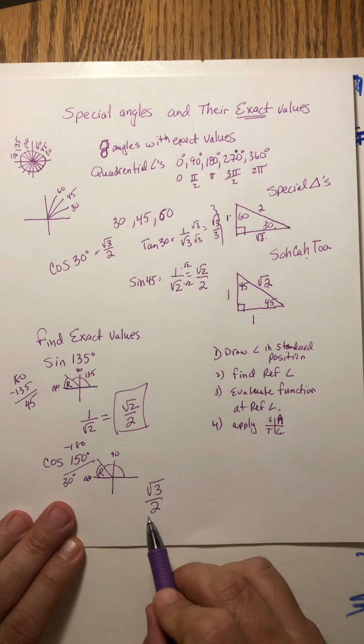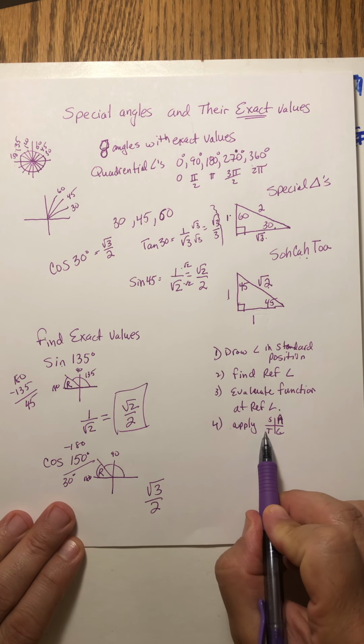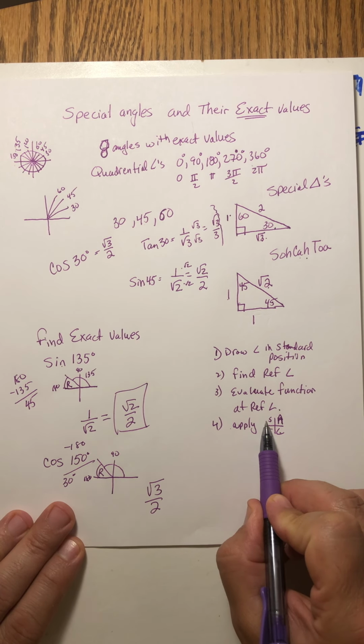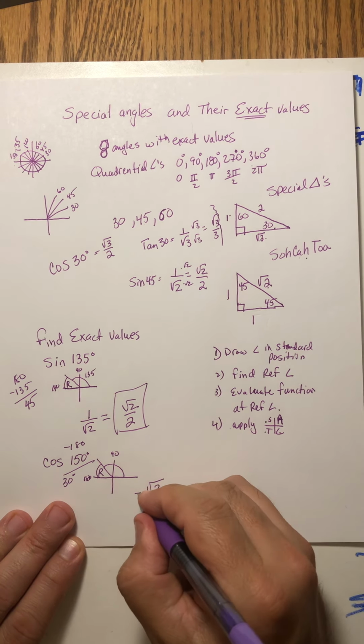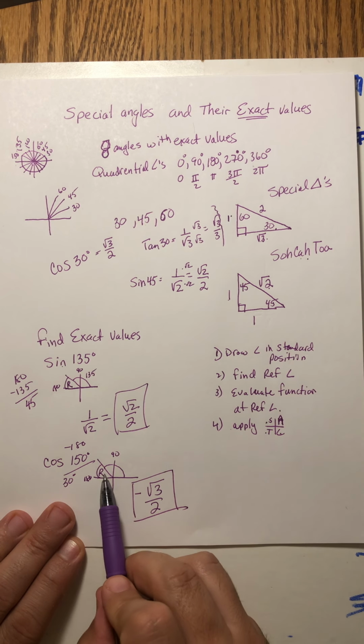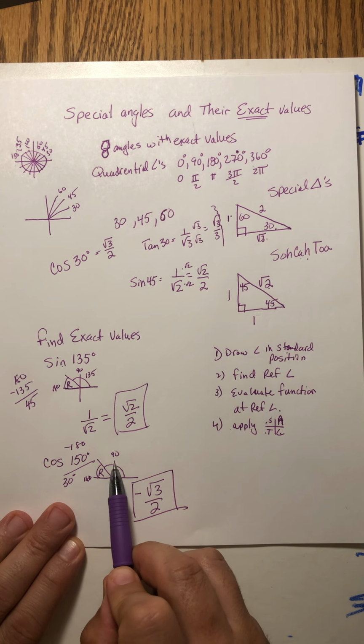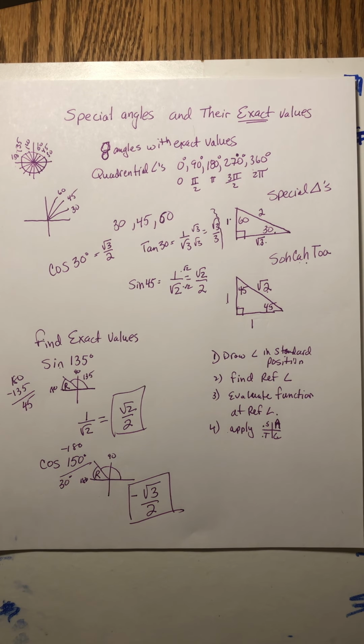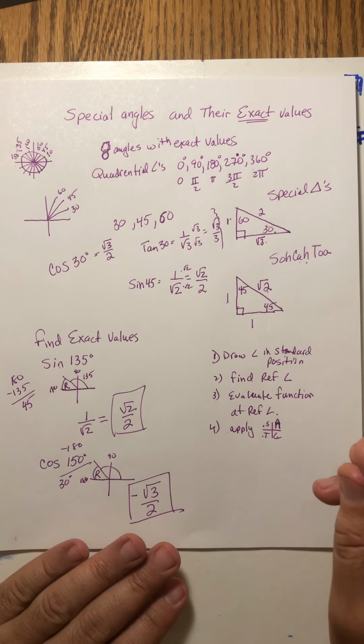Well, now the only question is, is it positive or is it negative? And what do we know about cosine in quadrant 2? It's negative. Remember, the x-coordinate is negative on the left of the y-axis. There. Nice, easy questions. Let's do a few more.